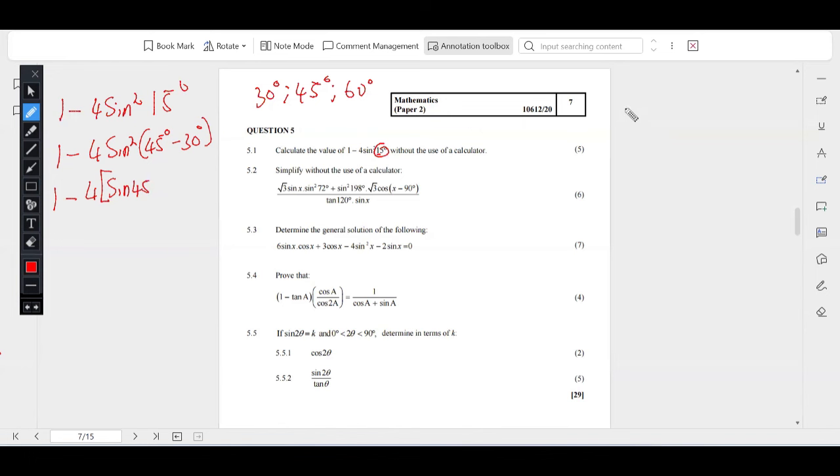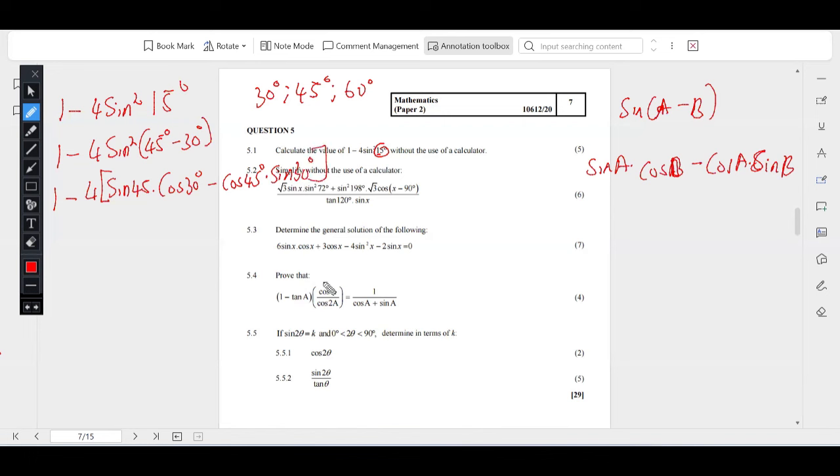So if you look at the formula sheet, sine A minus B is equal to sine A, followed by cos B, and then minus cos A, and then sine B. So this is based on the compound angles. If we are using that, this is sine 45, followed by cos 30, then minus, now it will start with cos 45, and then we close it off with sine 30. So that's exactly what we are doing there.